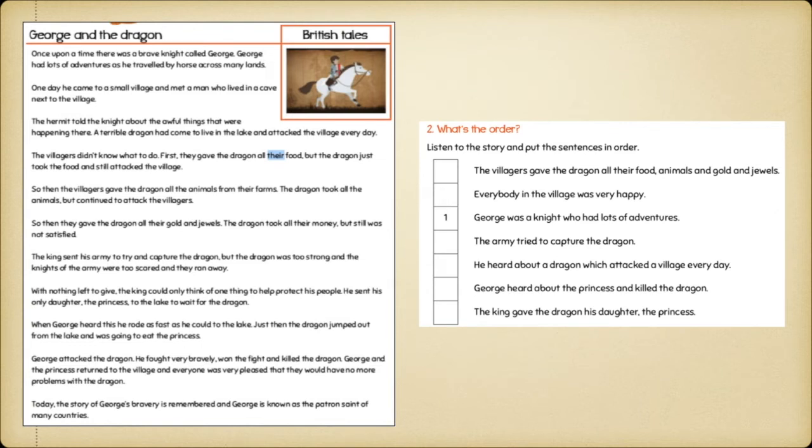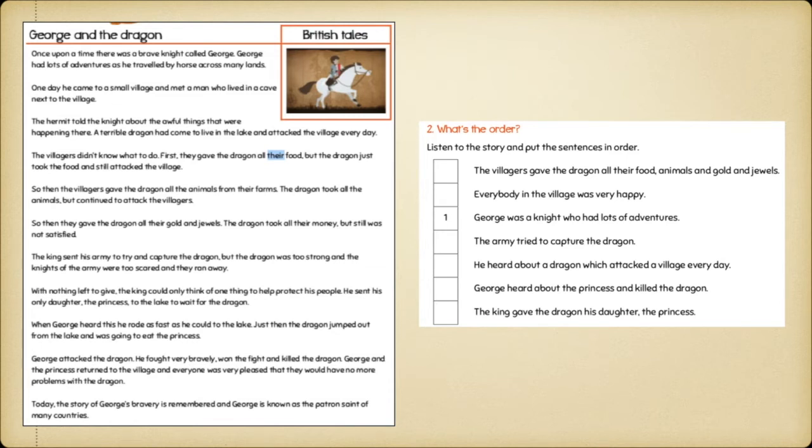And that appears at the very beginning of the video. And if you look at the story, I'm going to read paragraph 1. Once upon a time, there was a brave knight called George. George had lots of adventures as he travelled by horse across many lands. So that definitely goes first.